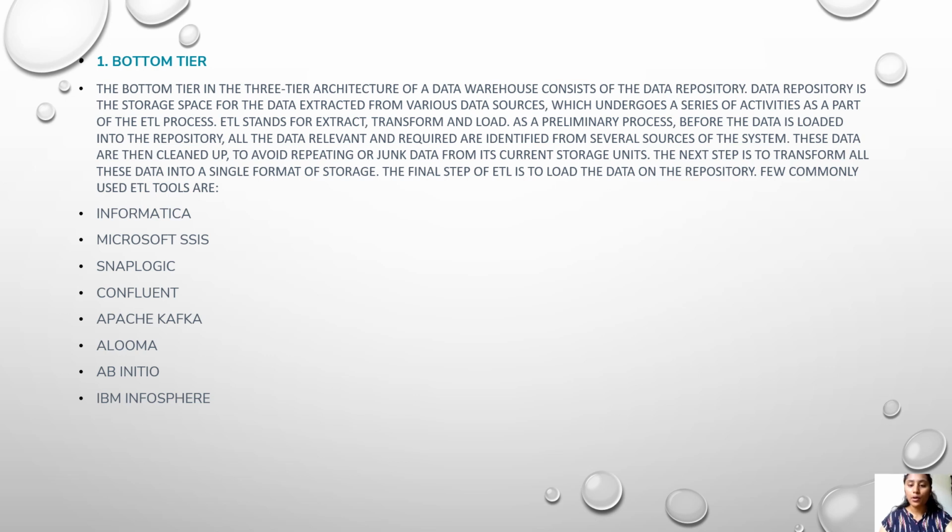As a preliminary process before the data is loaded into the repository, all the relevant and required data are identified from several sources of the system. These data are then cleaned up to avoid redundant or junk data from the current storage units. The next step is to transform all the data into a single storage format. The final step of ETL is to load the data onto the repository. A few commonly used ETL tools are Informatica, Microsoft SSIS, etc.